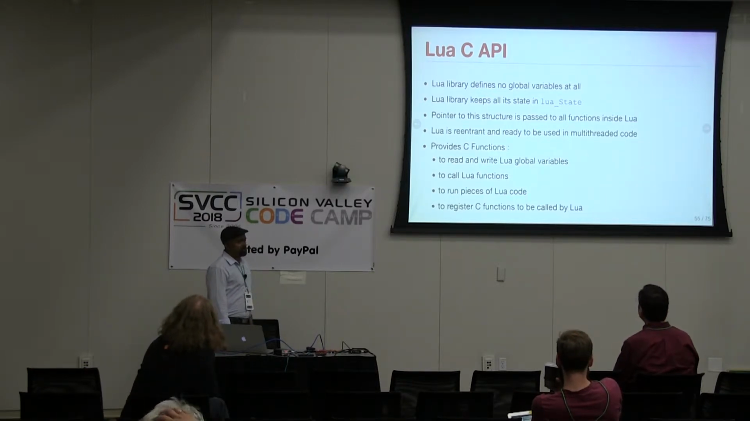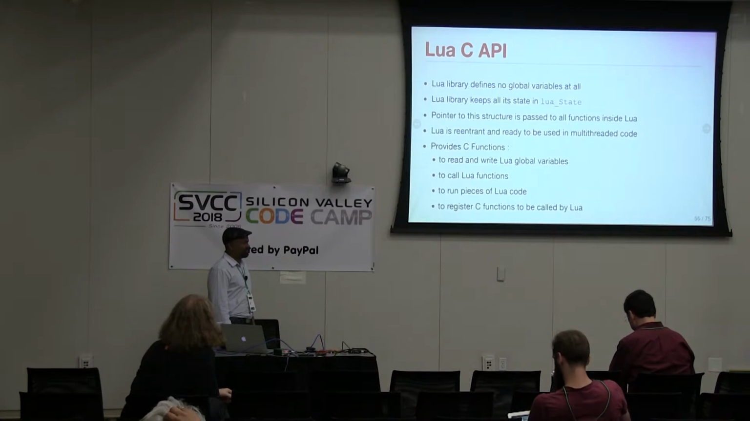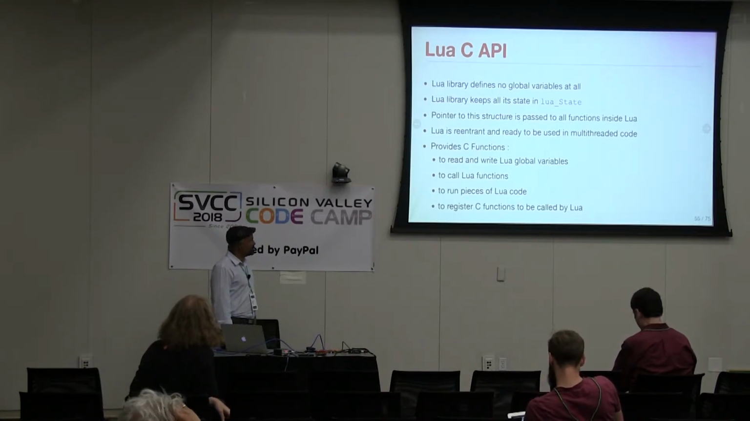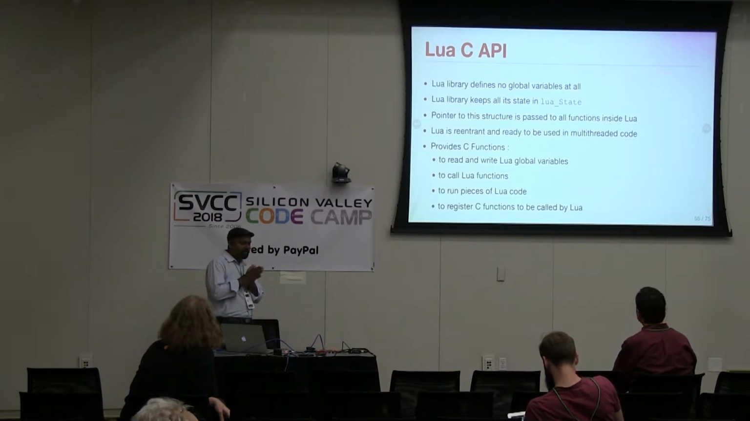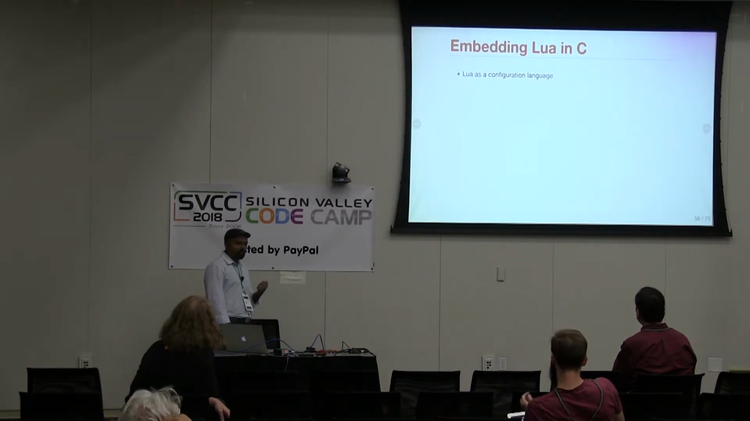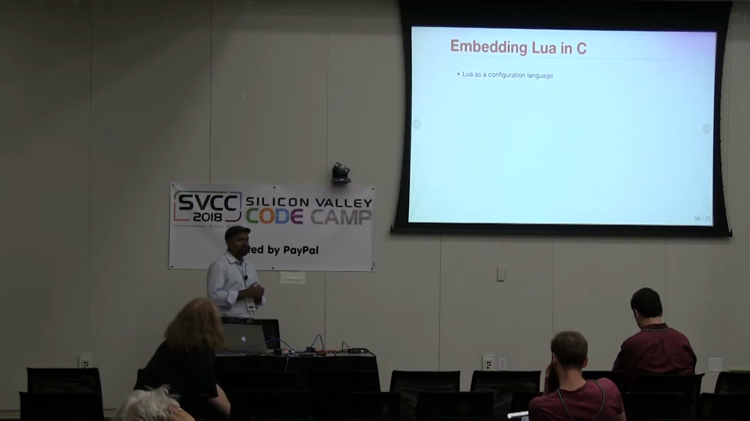So you can also read and write Lua global variables. We'll see an example shortly. You can also call Lua functions. You can run small pieces of Lua code. Also, when you write your C library that you're going to use as a Lua extension, you have to register the C functions. The register functions have changed in the recent versions, but yeah, you can embed Lua in your C code. We talked about that a little bit earlier.